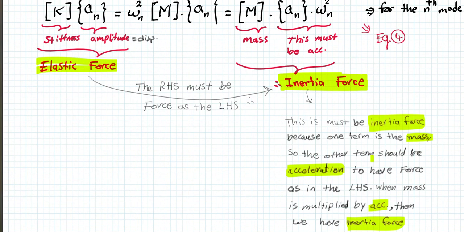Okay, now we have transformed this equation into physical meaning. We have something now we can understand, which is elastic force here, inertia force here. The stiffness matrix and the amplitude or displacement vector represent something for us now, and the right hand side is the same: the mass matrix times these two terms, omega n squared times the amplitude, represents for us acceleration times mass, which is an inertia force.